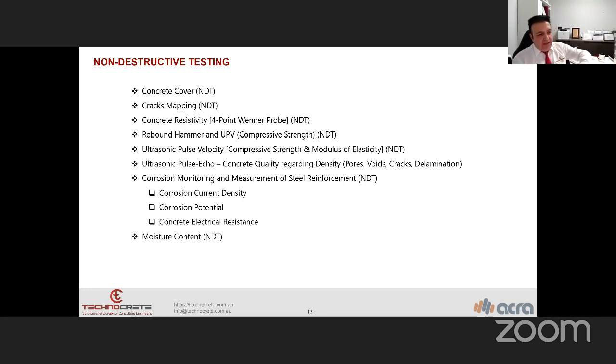For some investigation, we may need to do the moisture content and carbonation depth. These are the tests which we do, like non-destructive, except the carbonation depth. The other ones are non-destructive testing, and they are reliable.